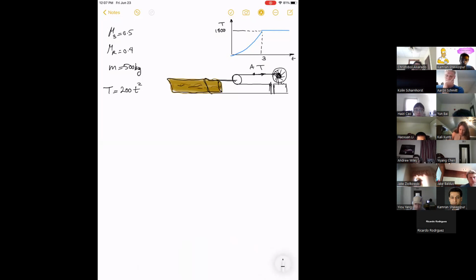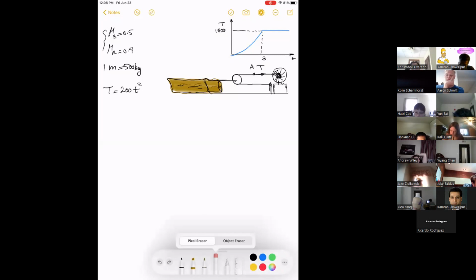This is the problem. Mu s, mu k, mass is given, T is given like this. And as we see, T changes with time, like that. How do we solve this?